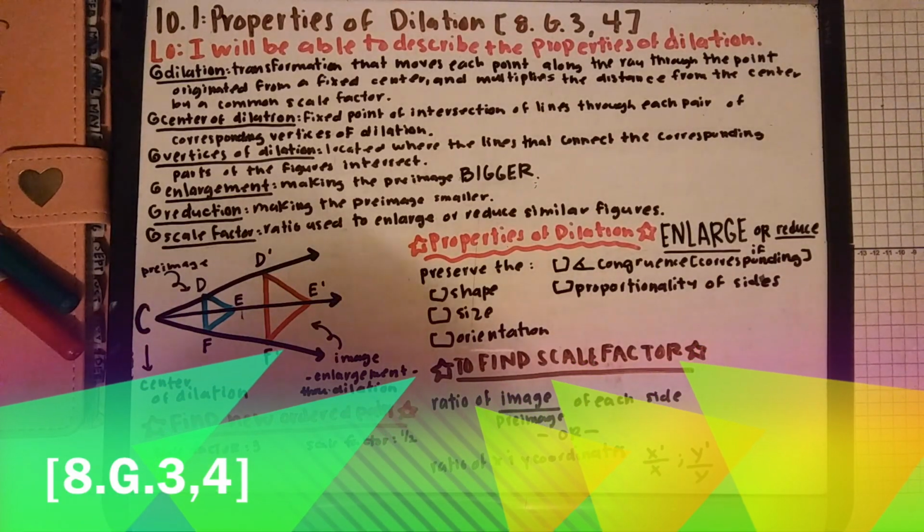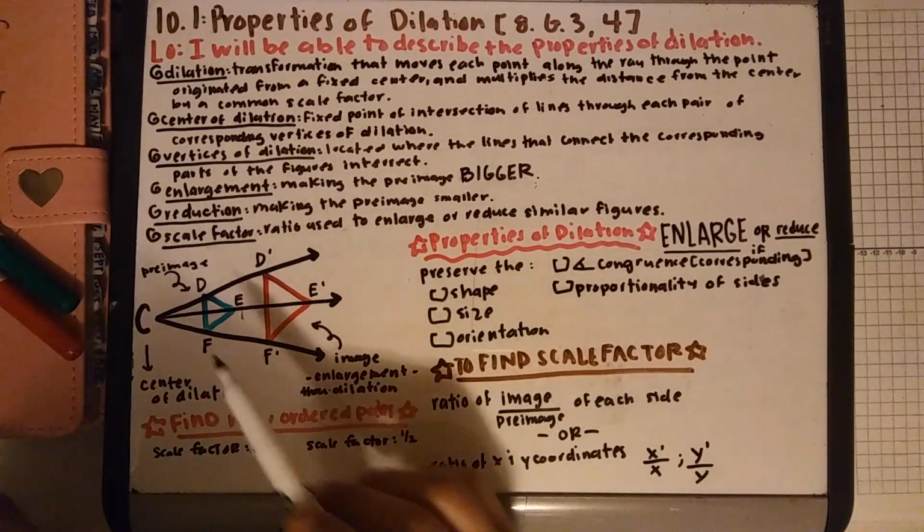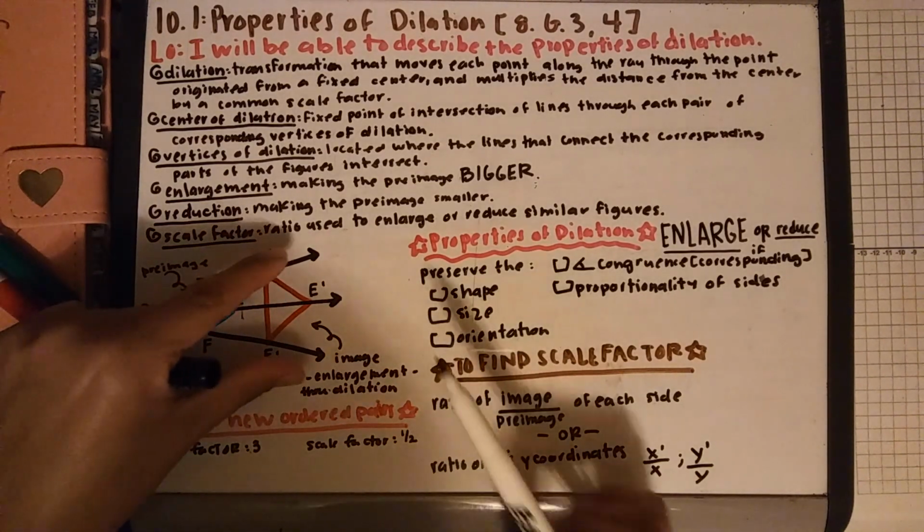Okay, so this is 10.1, properties of dilation. So it's still some transformations that we're doing with figures, and your objective is to be able to describe the properties of dilation. Dilation is basically when you transform a figure and you move it from one point along the ray. So in this case, we have this one, and we're enlarging it along those rays.